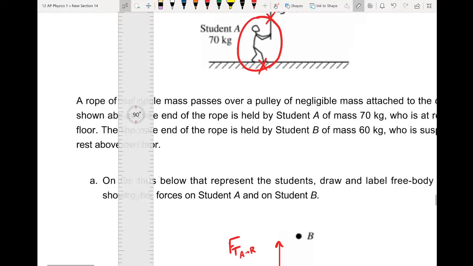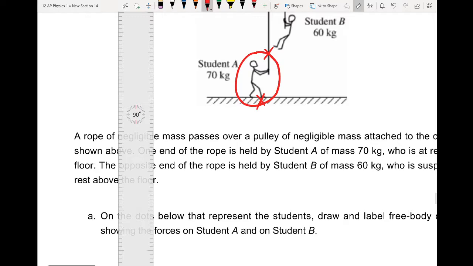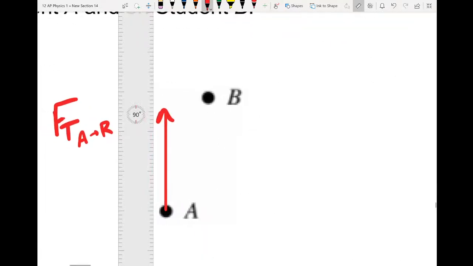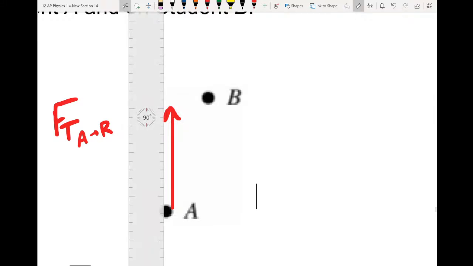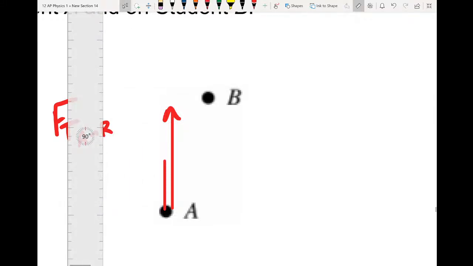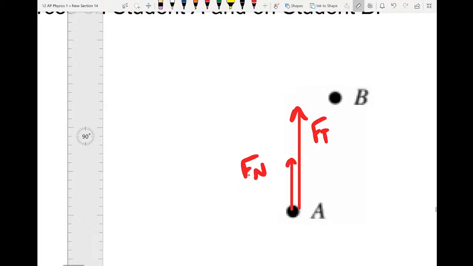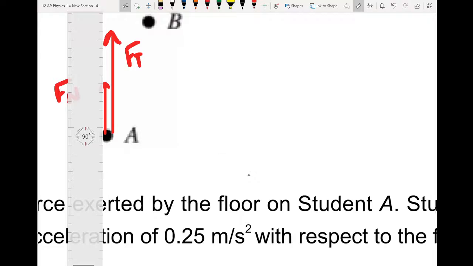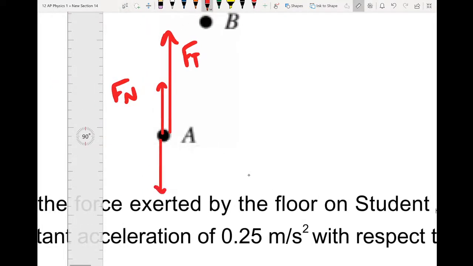And then we also have a normal force that's acting from the floor. So along with this force of tension, we also have a normal force. And then finally, we know that student A exists on Earth, student A has mass, so student A has the gravitational force acting on them.